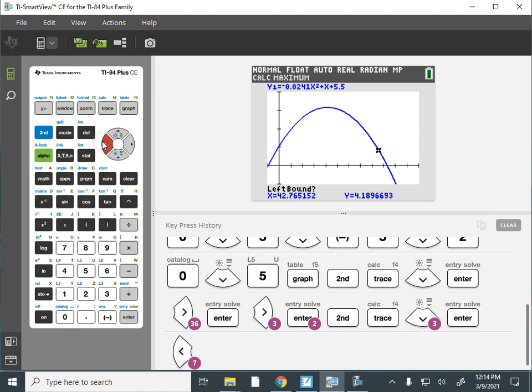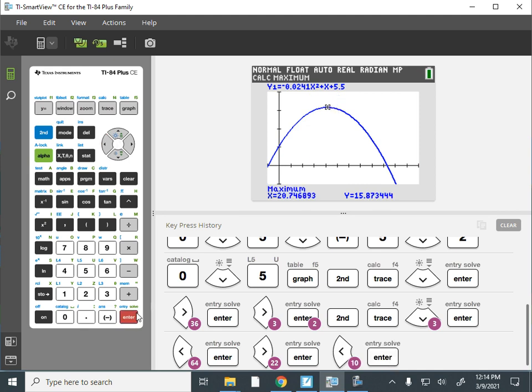Go a little bit to the left. Go all the way back. A little bit left to where you think the maximum is. Go a little bit to the right of where you think the maximum is. Hit enter. And then, yes, hit enter. So we're going to hit enter 3 times after each movement.